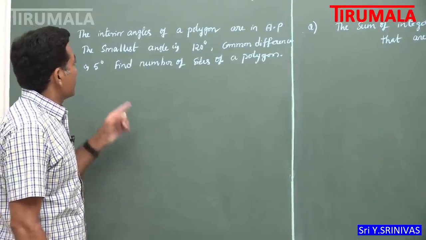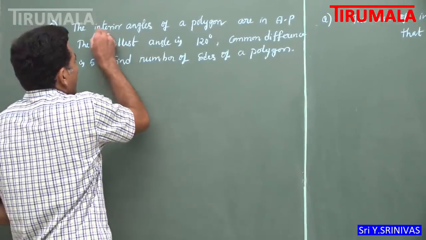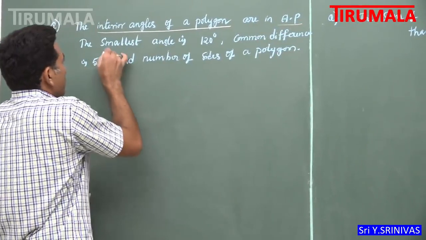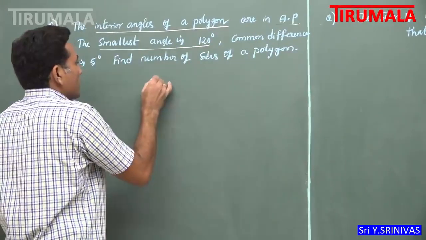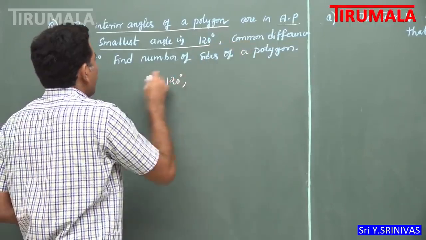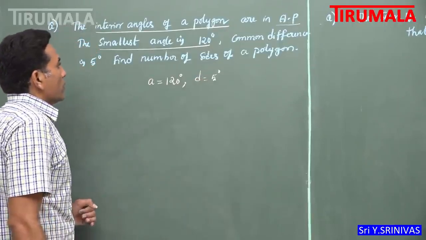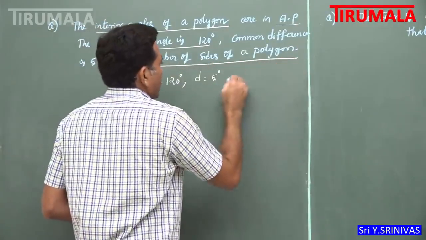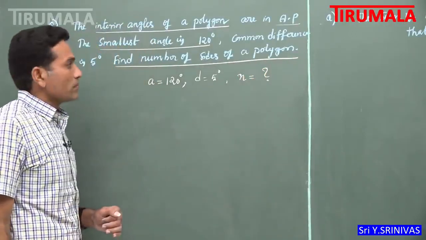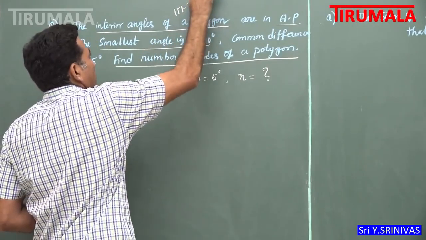Next one is, the interior angles of a polygon are in arithmetic progression. Interior angles of a polygon are in AP. The smallest angle is 120 degrees, a equals 120 degrees, and the common difference is 5 degrees, d equals 5 degrees. Find the number of sides of the polygon. Let the number of sides be n. We find the value of n. It is a previous IIT JEE model.